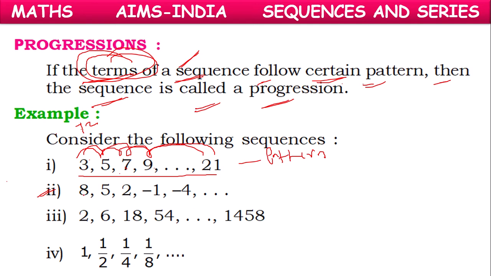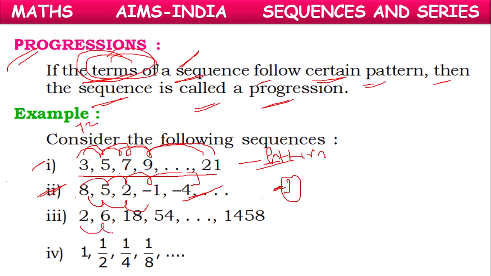Next, in the second example, we have 8, 5, 2, minus 1, minus 4. What is the pattern here? 8 became 5, 5 became 2, 2 became minus 1. This means 3 is subtracted from the preceding term to get the next term. There is a difference of minus 3 between any two terms, which is constant. So this is also an example of a progression, as it is following a definite pattern.